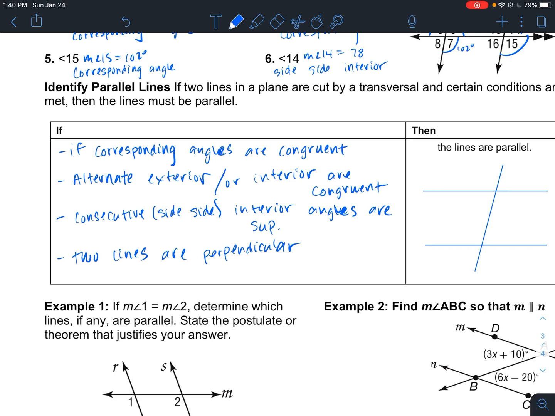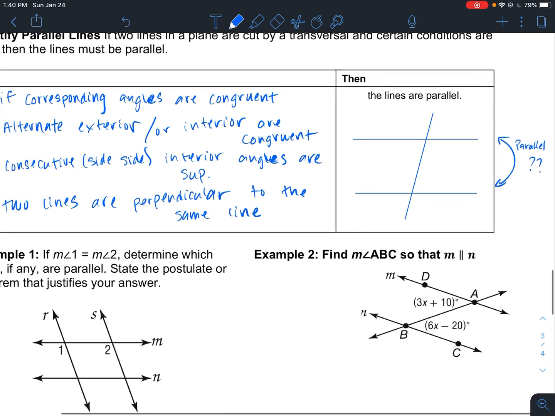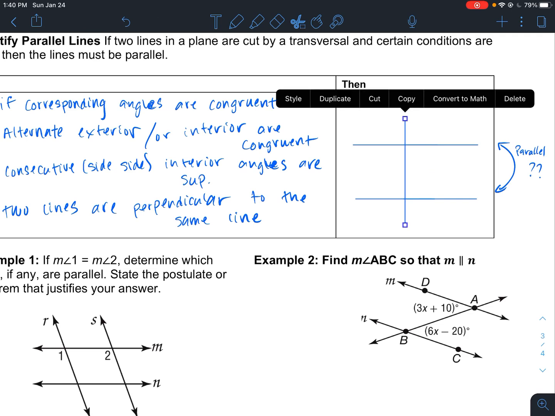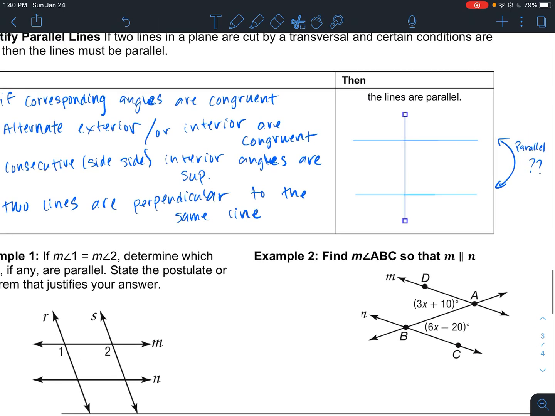If two lines are perpendicular to the same line. So basically what that means, let's say for example, we had this line right here. Let's say that it was perpendicular. Perpendicular means that they create 90-degree angles. So if it is perpendicular, then you know that these both share 90-degree angles, which would mean that these two lines would have to be parallel.